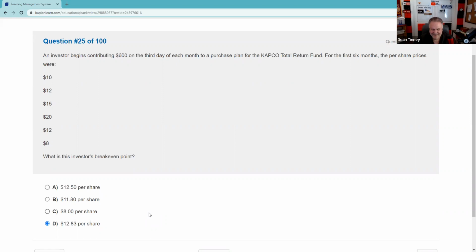So $10, 600 shares. Whoa, slow down. So $600 divided by 10, that's 60 shares. All right. 600 divided by 12 is 50 shares. There you go. 600 divided by 15, that's 40 shares. 600 divided by 20, 30. 600 divided by 12 again, so that's 50. 600 divided by 8, 75. Okay, so now we've invested this for 6 months.